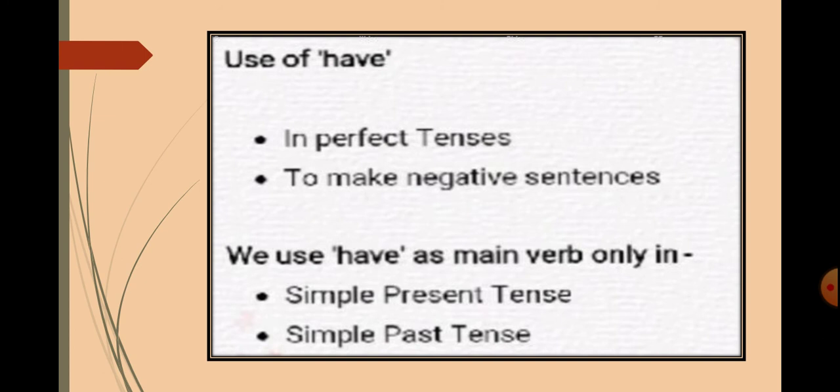Let's see uses of have. In perfect tenses, and second, to make negative sentences. We use have as a main verb only in simple present tense and simple past tense.